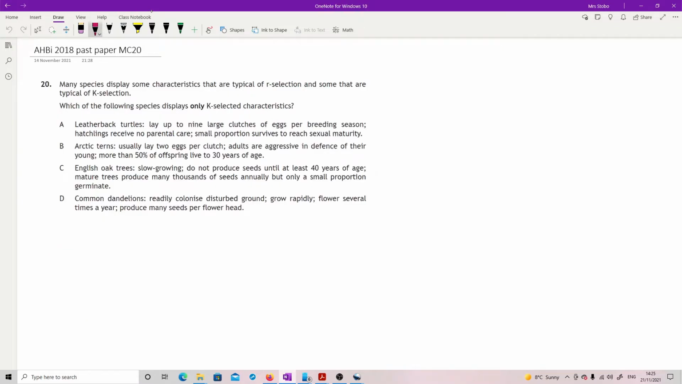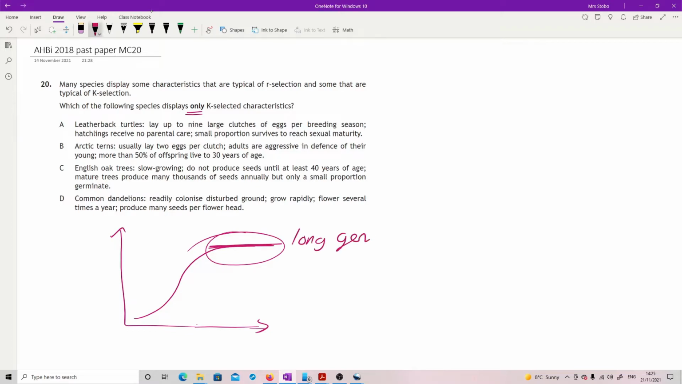Okay, many species display some characteristics that are typical of r selection and some that are typical of K. Which of the following species displays only K selected? Okay, so K selected are your species that are going for steady state, top of the growth curve. So we are looking at long generation time, a small number of offspring, and very good survival of those, so high survival.